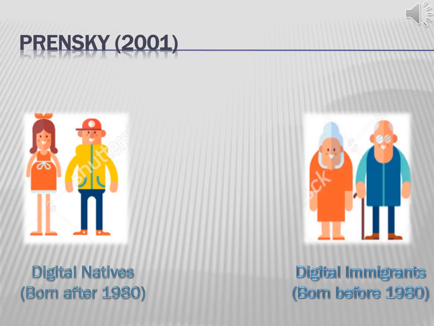The terms digital native and digital immigrant are derived from Prensky, who reveals that a digital native is someone who has grown up with technology or born after 1980, whereas the latter is someone who did not grow up surrounded by technology and was born prior to 1980.